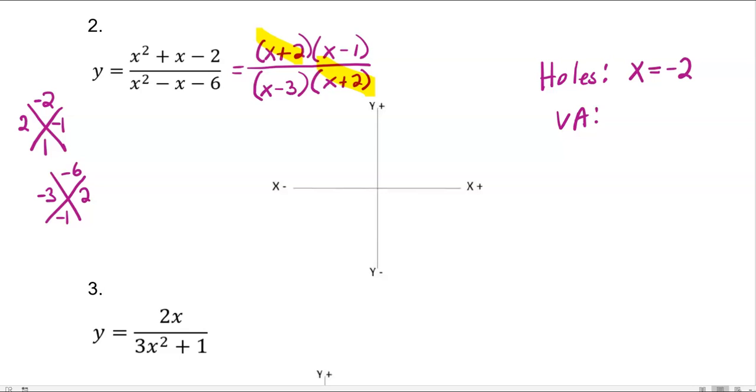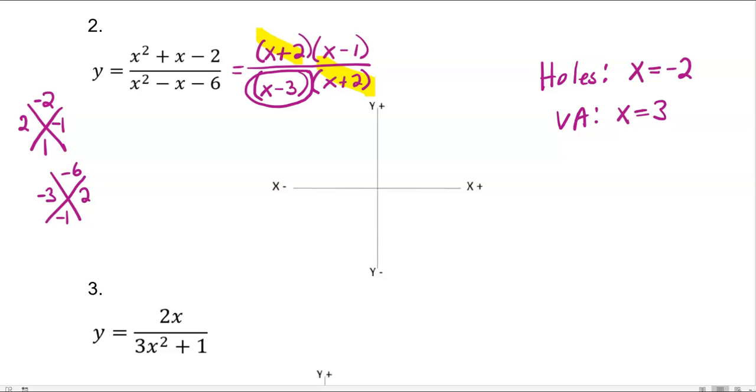Now for the vertical asymptotes, I want to look at what's left on the bottom only, so just this part, and decide what would make that 0. And that will be a positive 3. So my vertical asymptote would be at positive 3.